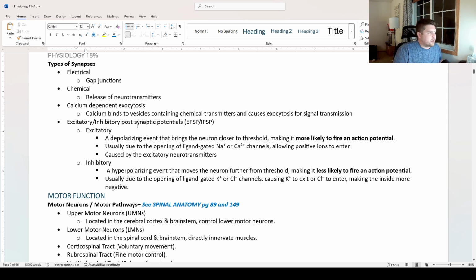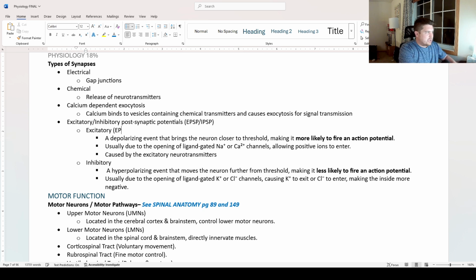Excitatory and inhibitory postsynaptic potentials. The biggest thing we want here is just word recognition. Excitatory postsynaptic potentials refer to a specific event that brings the neuron closer to threshold, making it more likely to fire an action potential. An inhibitory postsynaptic potential is a hyperpolarizing event that moves the neuron further from the threshold, making it less likely to fire an action potential.